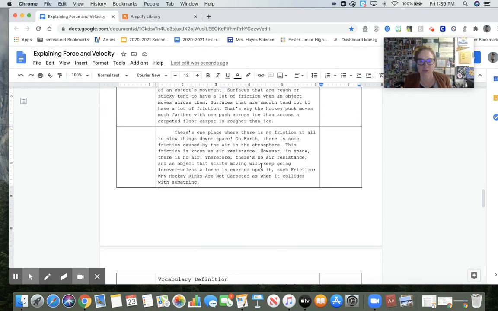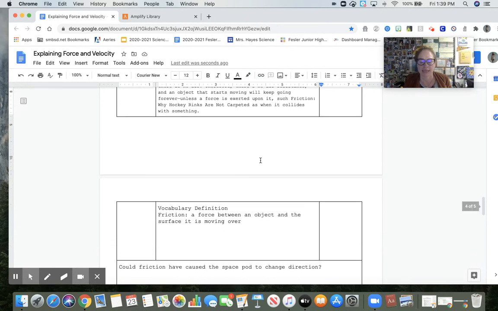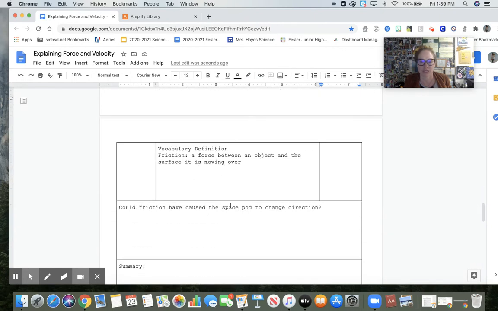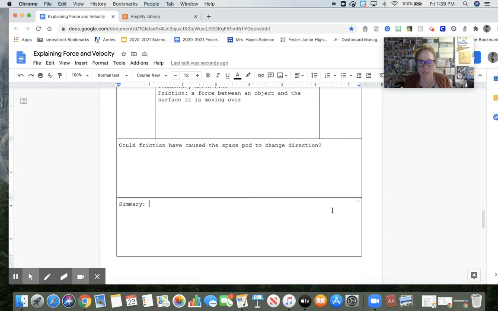Okay, so you have two more paragraphs to highlight like I did. And then we have a definition. Here's the question you're going to answer. Could friction have caused the space pod to change direction? Think about it. Write me a response. And then a short little summary.